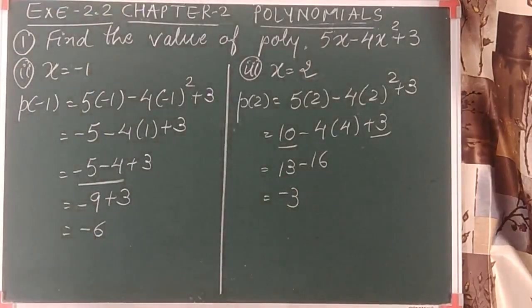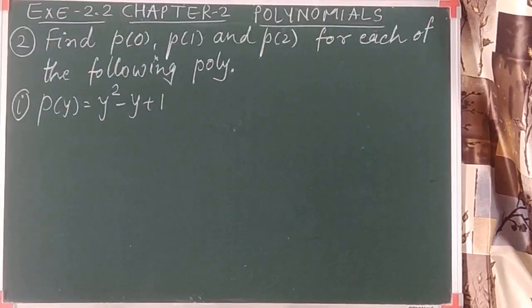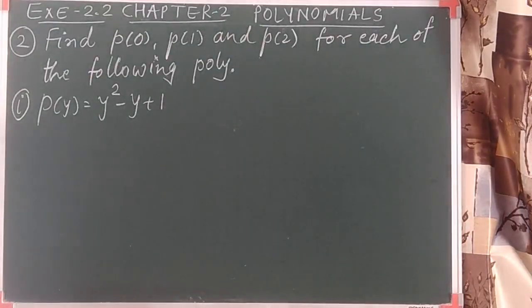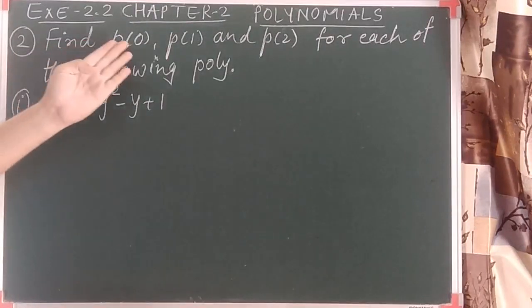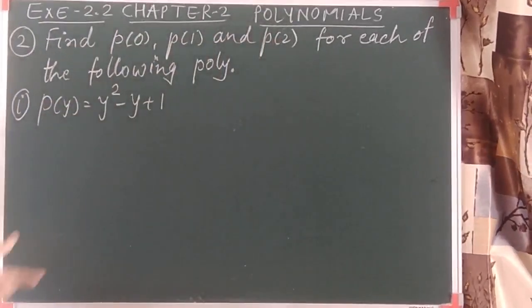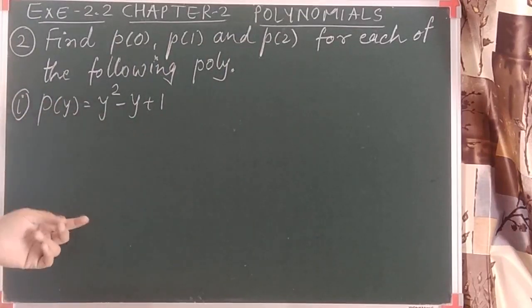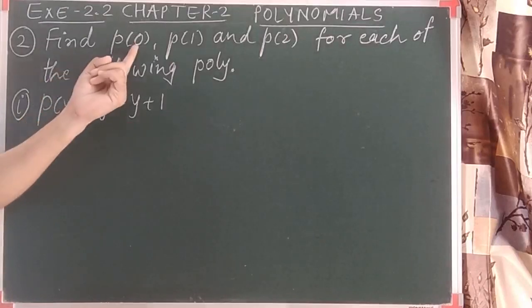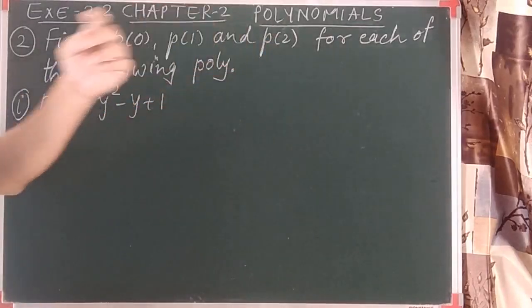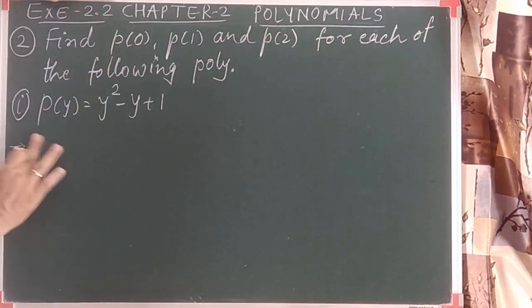Thus we can find out the values of the polynomial when the values of x are given. Let's see again, it is almost the same kind of question, but it is asked in a different frame. We have to find out the values of p of 0, p of 1 and p of 2 for the given polynomials. In the first question they have given the polynomial y square minus y plus 1. For this we have to find out three values. We will substitute y as 0, 1 and 2. See, this question is the same as the previous one.